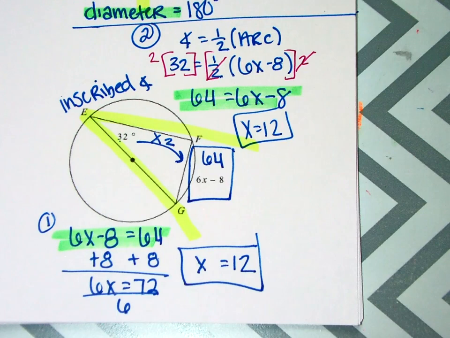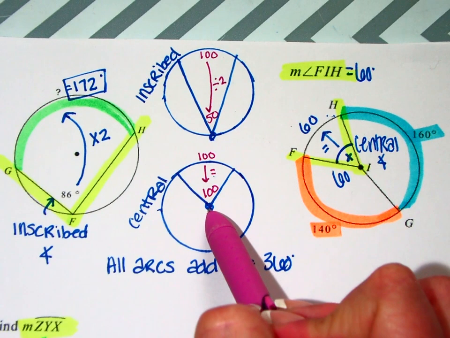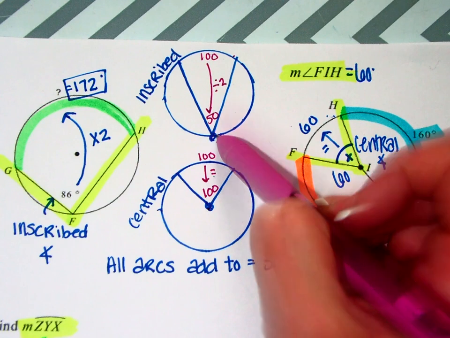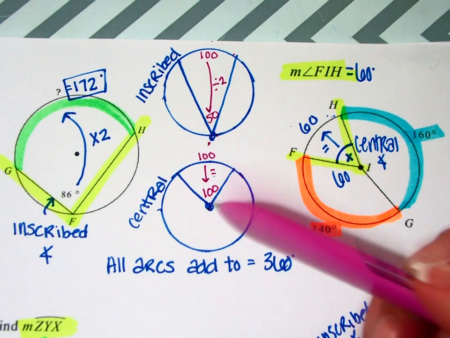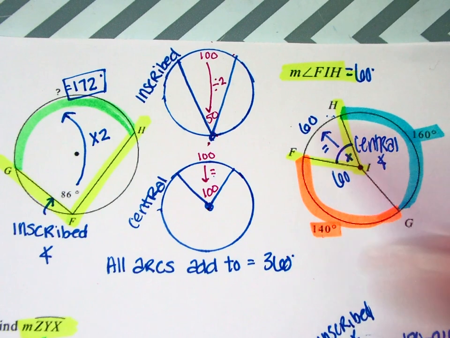So things you need to remember about central angles and inscribed angles. Central angles are located on the center of a circle. Inscribed are located on a circle, and they're half the measure, whereas central are equal. And then also all of your arcs have to add to equal 360.